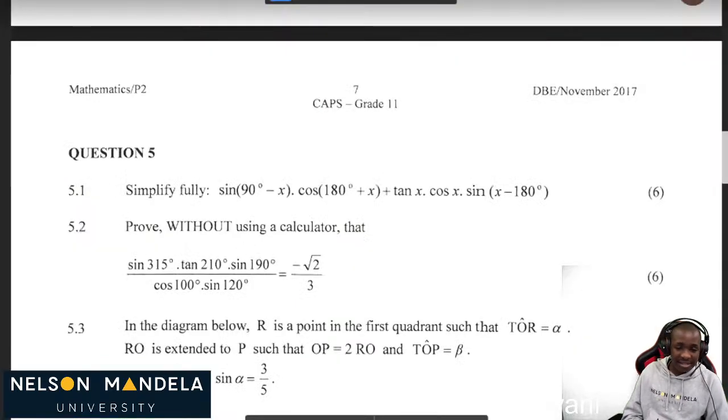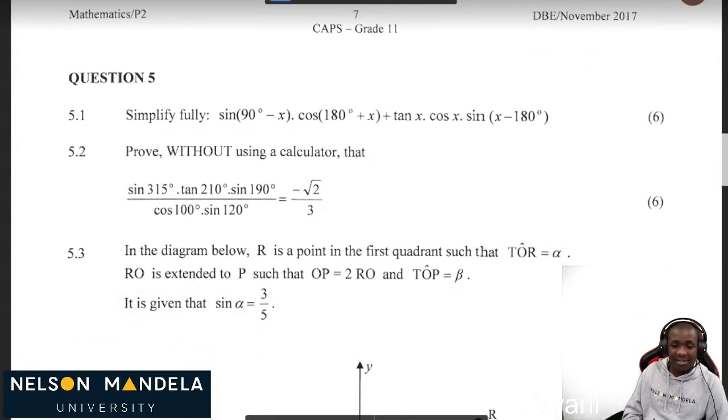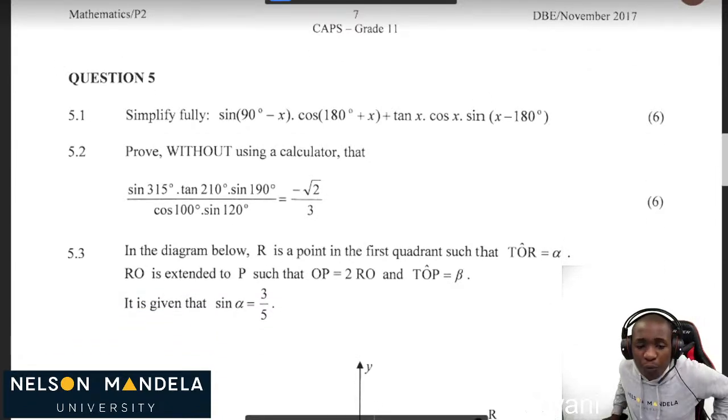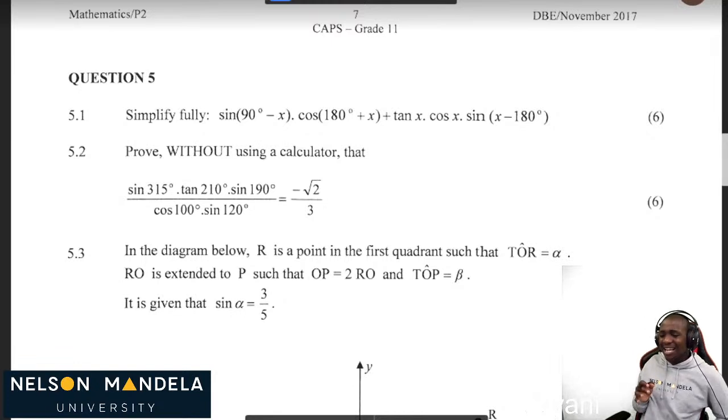Trigonometry is nice. It's really nice. Now, prove without using a calculator. Underline those words, without using a calculator. The moment you see that they say without using a calculator, know that we are going to use our special angle triangle. So now let me write it. Prove.